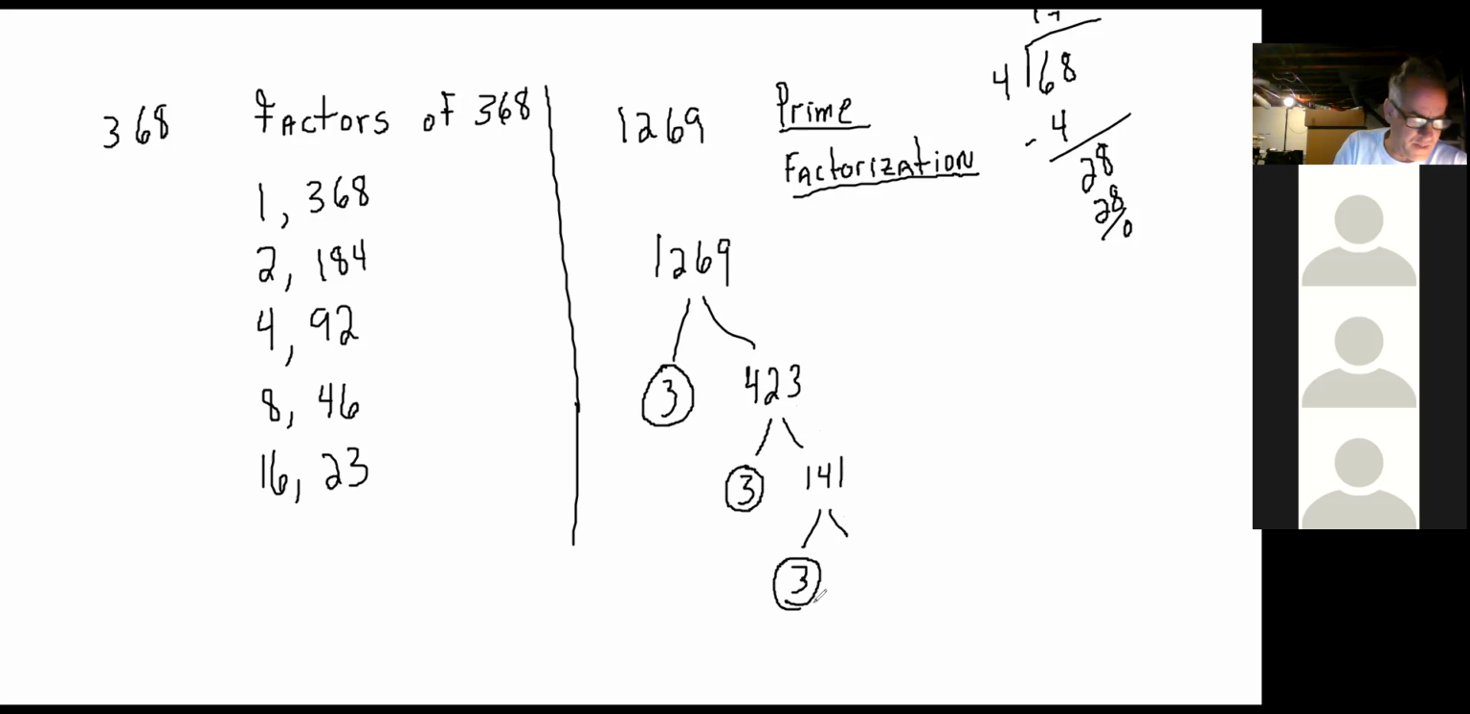So let's see how many times 141 divided by 3 will go: 47 times. Now, it turns out 47 is also prime, and that's when I know to stop. I broke it down as much as I can. So the prime factorization of 1,269, notice there's 1, 2, 3 factors of 3, and then that factor of 47, and that is its prime factorization.